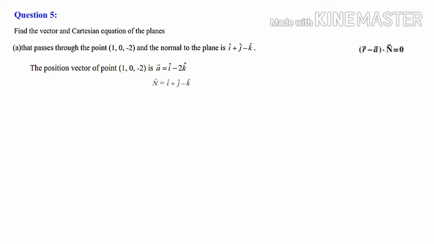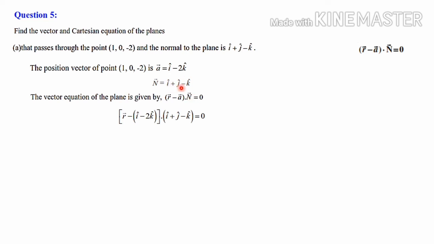Then the normal vector is given, that is i cap plus j cap minus k cap. Let's substitute in the equation, that is vector r minus vector a dot vector n is equal to 0. As I said before, r we will keep the same and a and n we will substitute. That is vector r minus vector a, which is i cap minus 2 k cap, dot vector n, which is i cap plus j cap minus k cap, equal to 0. No more simplification. We will keep the equation the same and label it as equation number 1.